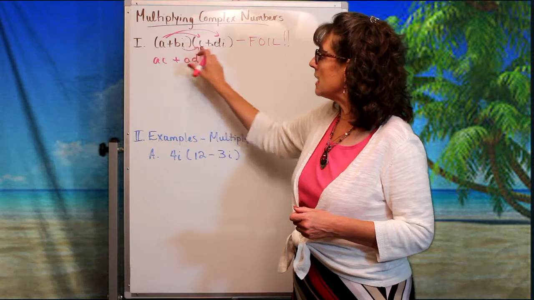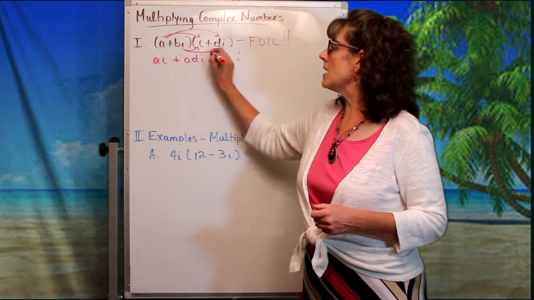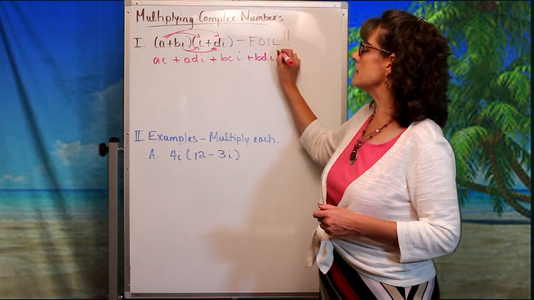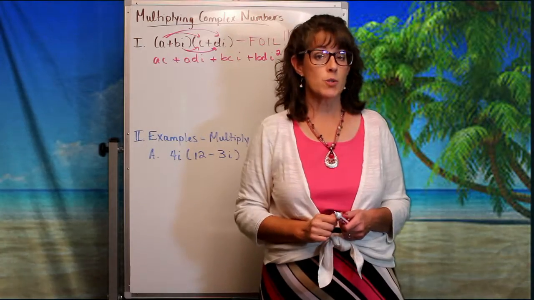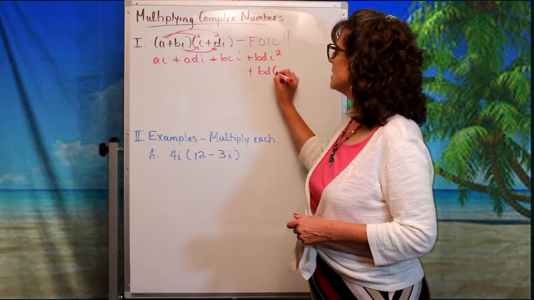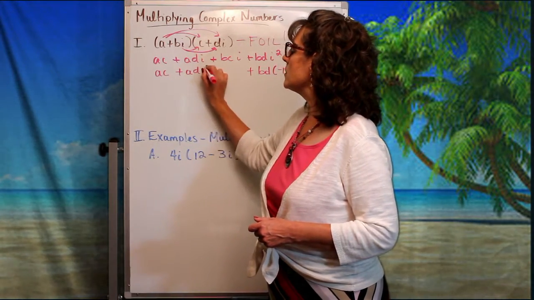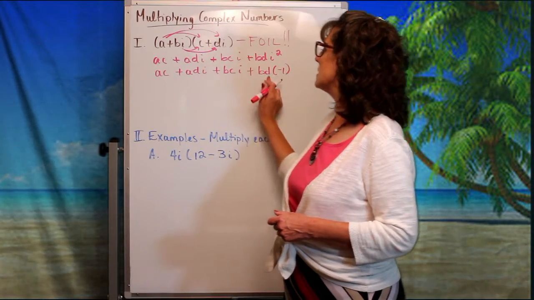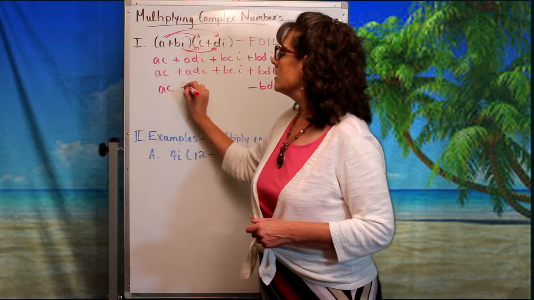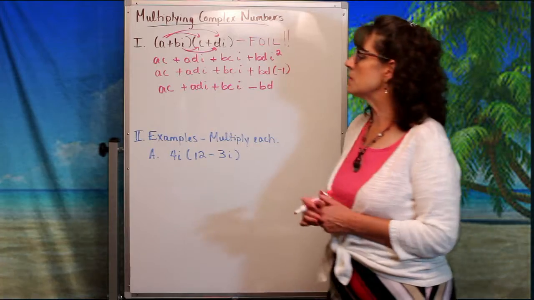So when I distribute bi times c, I'm going to get bci. And then when I take bi times di, I'm going to get bdi times i, which is i squared. And whoop, i squared's what? -1. So what I have back here is bd times a -1. And remember, what happens there is, I'm just going to multiply my bd by -1 and get a minus bd. So I have ac plus adi plus bci minus bd.